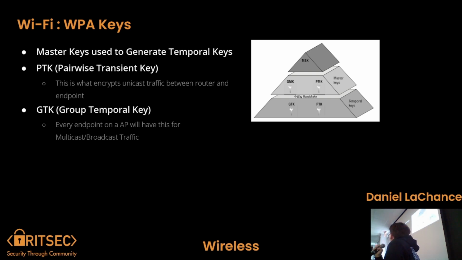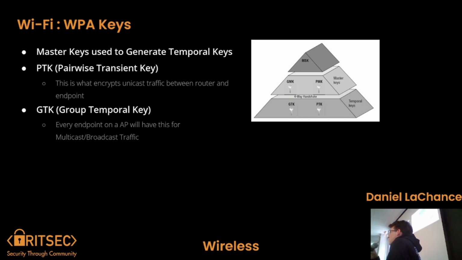So there are 2 kinds. Actually, I'm pretty sure there are 3 kinds of WPA keys. Yeah, I was right. Master keys, which are used to generate the temporal keys. Then PTK, the pairwise transient key, and as it says, that's what's used to encrypt unicast traffic between the router and the endpoint.